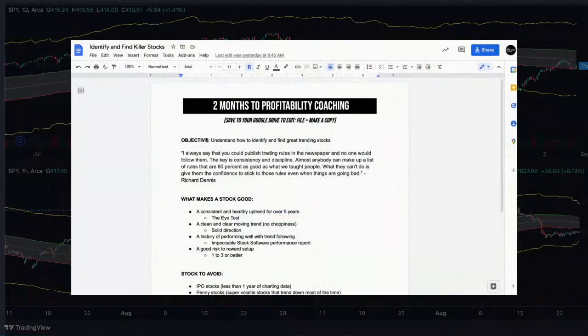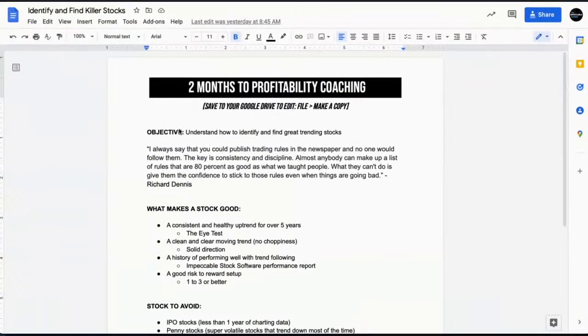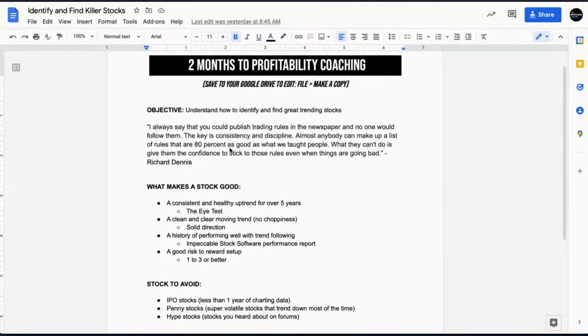In this lesson, we're going over how to identify and find killer stocks. How do we find stocks that trend well, and how do we know that they're good? This is what this whole thing is going over. So anyways, that's what we're going to be going over in this lesson.